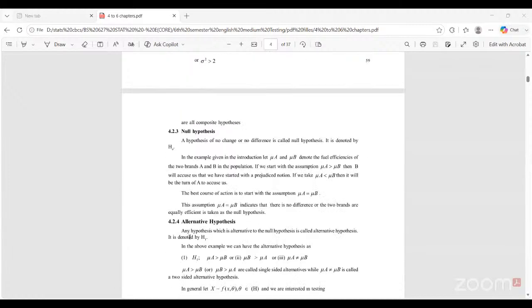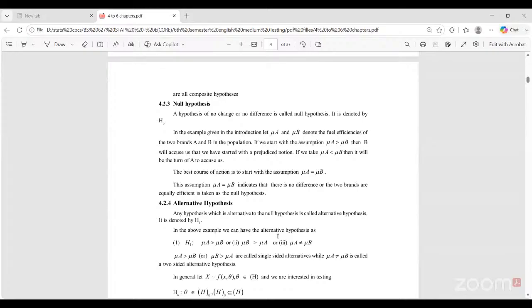In your problem, the null hypothesis is there. I am enlarging this screen. Null hypothesis means no change, no difference. We assume there is no change or no difference in the null hypothesis. It is denoted by H naught.